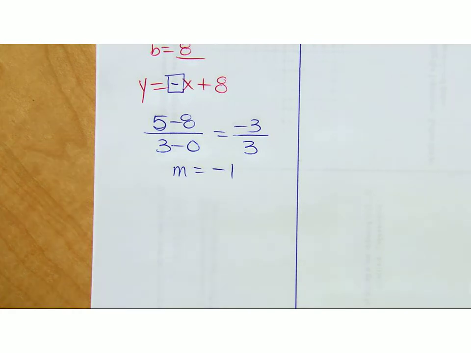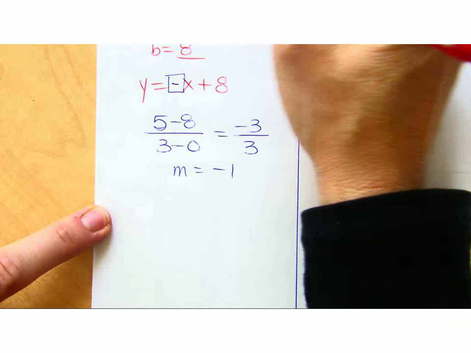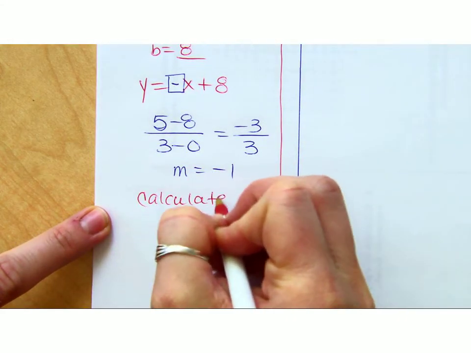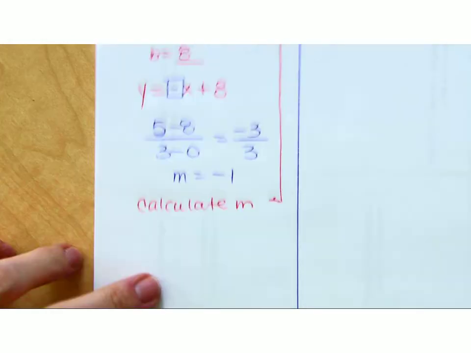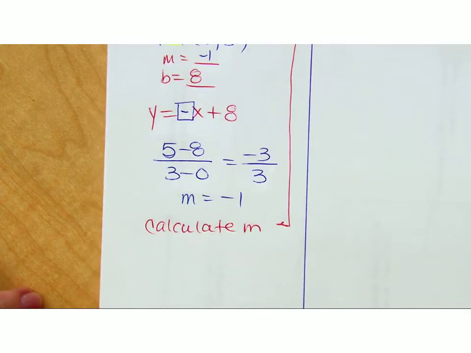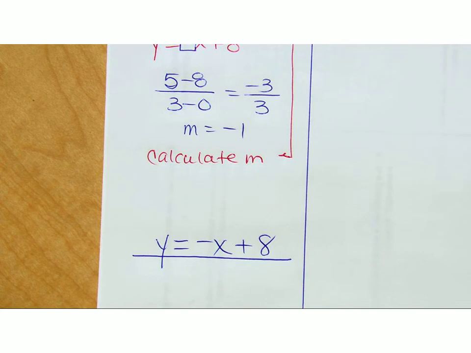So are you good with that? B is given. You need to find the slope. So B is given, but you have to calculate M. So go ahead and put that. And so your final finished product is y equals negative x, positive 8. Done. Okay, that's what makes that easy.